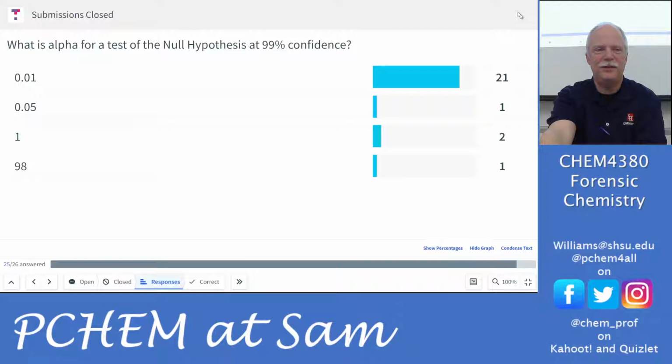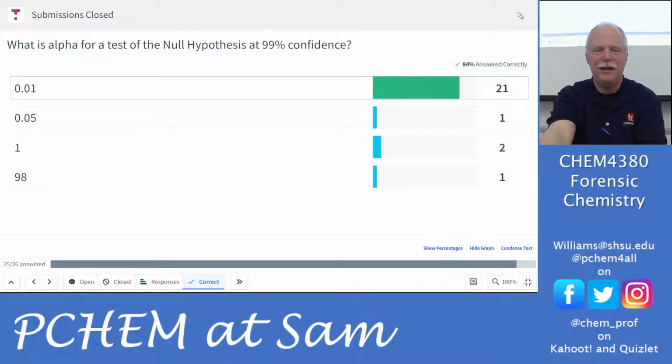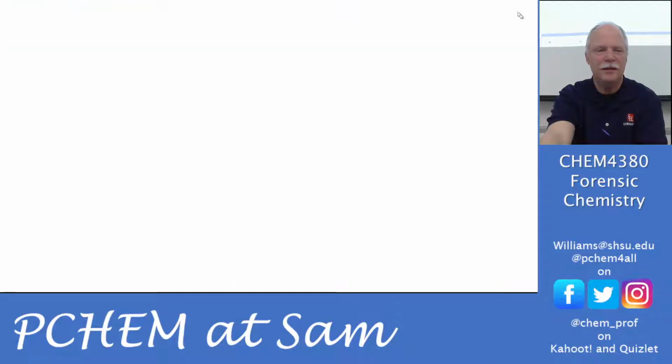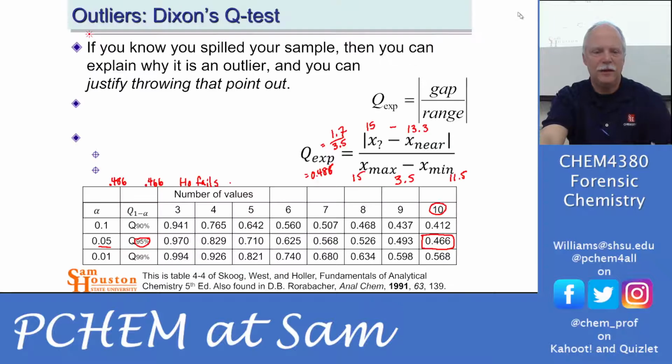Okay, good job. 21 of you got 0.01. And I think the one is probably, it's like 99% confidence, 1 minus that, or 100 minus that would be 1. So make that a decimal equivalent from 1% down to 0.01. You got it. So great job. Okay, so then we'll go to actually using some of the tests.